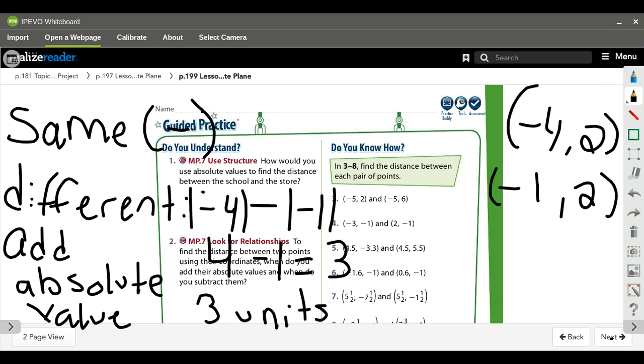All right, so my value there is 3 units away because I found the absolute value. Absolute value is distance, so it's always positive. So my answers are always going to be positive values. Okay, let's take a look at number 2.